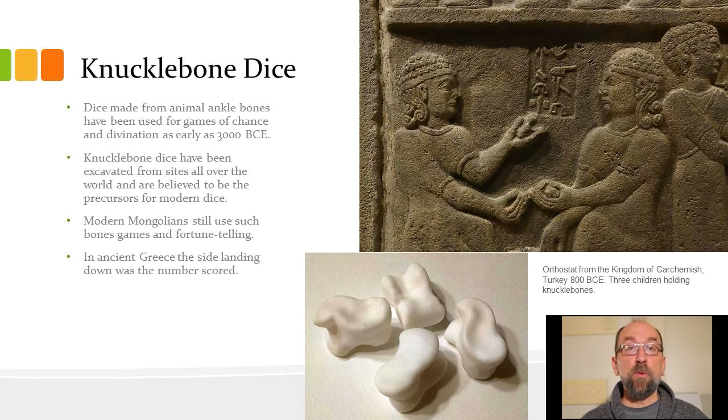In ancient Greece, they would paint on them, put different numbers and symbols, and different people would use them different ways. Children would throw them up and catch them on the back of their hand. Women in ancient Greece would use them primarily to predict the future, and men for a game of chance or to gamble. I think the interesting thing with the Greeks is that when they threw the dice, the side that landed down was the score that you received.